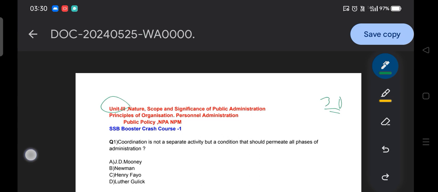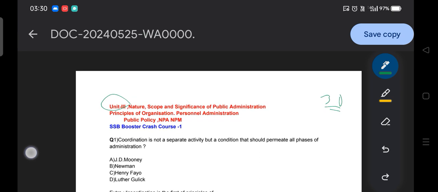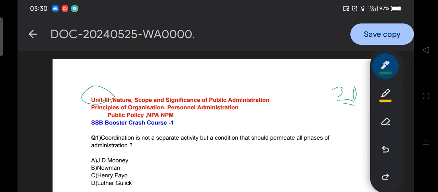And time is off. The first question is: coordination is not a separate activity but a condition that should permit all the phases of administration. Option A, Monnet; B, Newman; C, Henry Fayol; and D, Luther Gulick. The answer to question number one is option B, Newman. Those who marked option B are correct here.